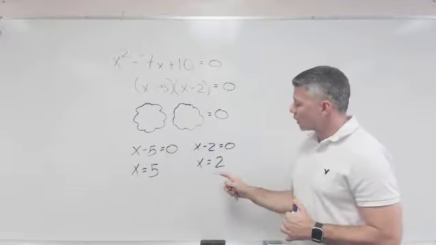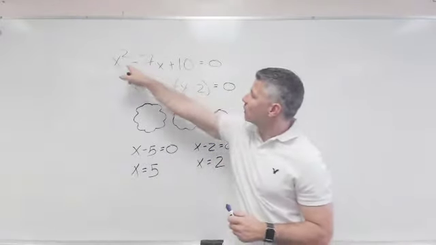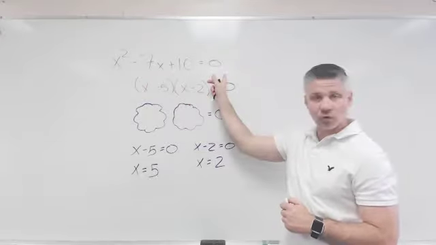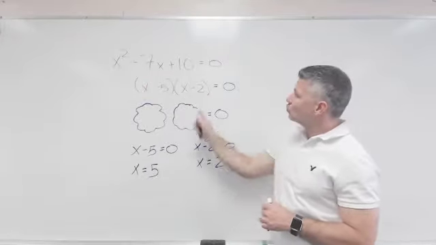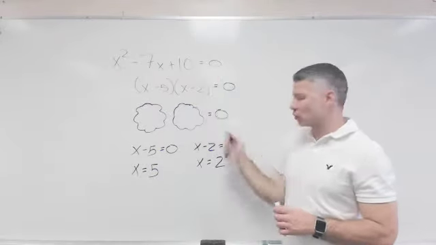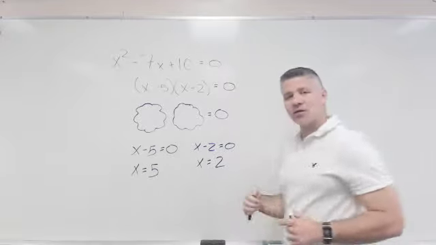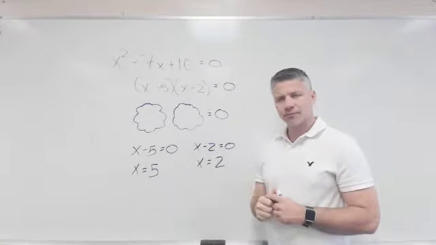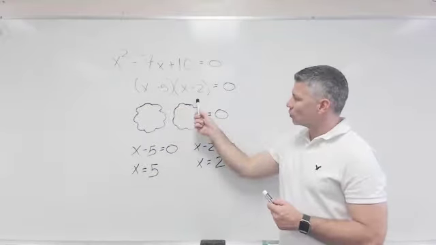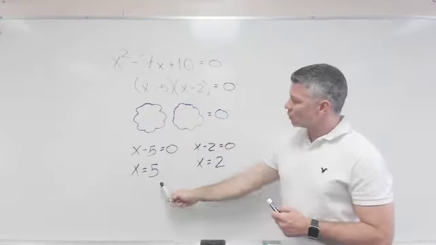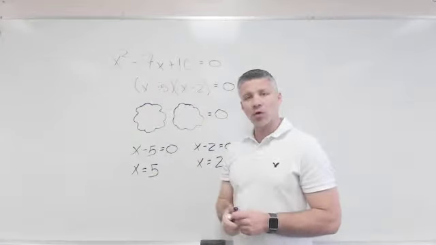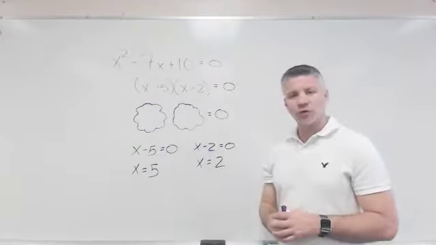If you wanted to check, you could put the 5 in here. 25 minus 35 plus 10 is 0. Or you can substitute the 2 back in. 4 minus 14 plus 10 equals 0 to verify that these are our solutions. But what does that even mean? Okay, so we factored, we solved, and we know that if we plug these x's into our original polynomial, we get an answer of 0.